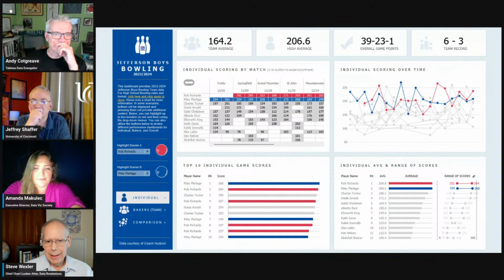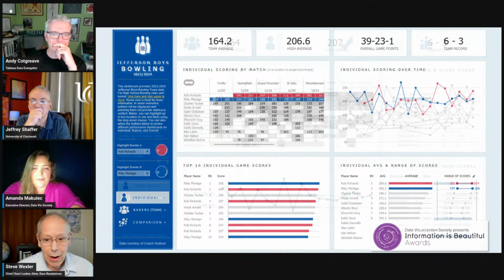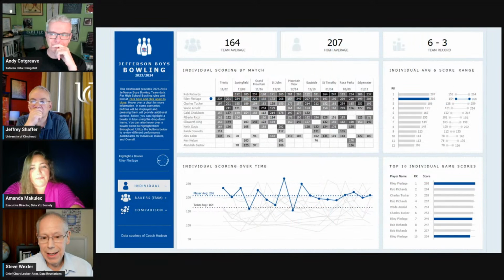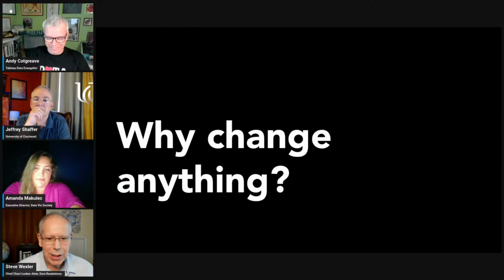But interestingly, despite this being on the short list of the Information is Beautiful awards, this is not the dashboard that's going in the book, even though it was wildly successful. Over time, it morphed into this. Well, why? I just said it was wildly successful. I mean, why change anything?